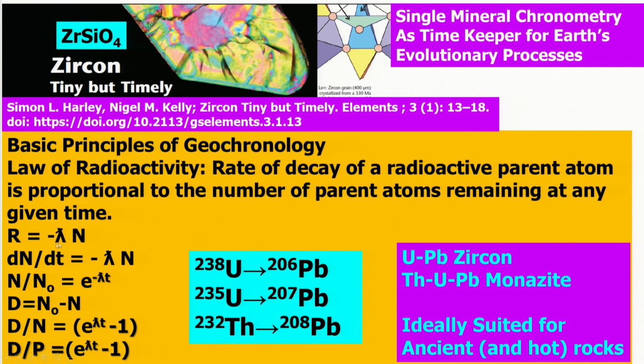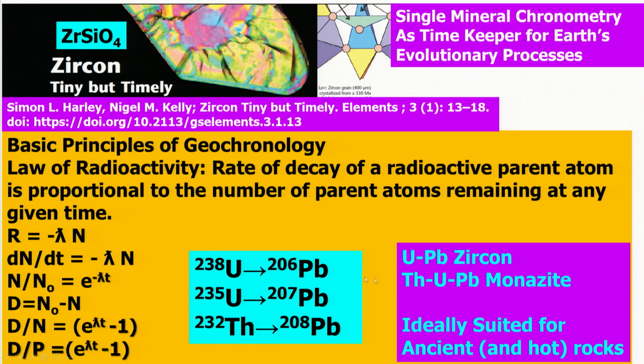If you write the rate of change of the parent with time, dN/dt, and integrate that, ultimately we come up with an equation where the daughter by parent ratio is equal to e to the power lambda t minus 1, where lambda is the decay constant. So if we can measure the daughter and parent ratio, and if we know the decay constant, theoretically it is possible to calculate the time since the radiogenic clock started, the time elapsed since radioactive decay began occurring in that particular mineral.